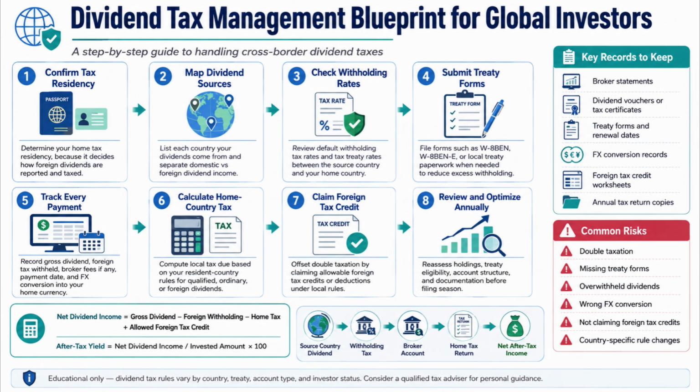Net dividend income equals gross dividend, minus foreign withholding, minus home tax, plus allowed foreign tax credit. Then, to calculate your after-tax yield, divide your net dividend income by the invested amount and multiply by 100.